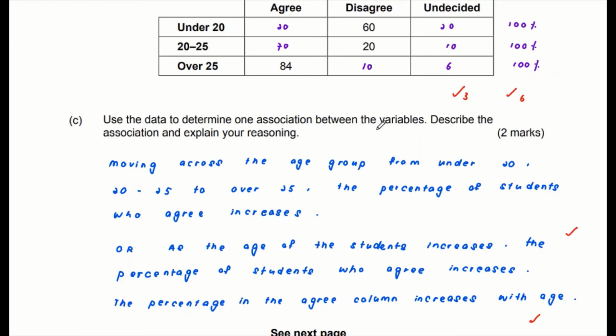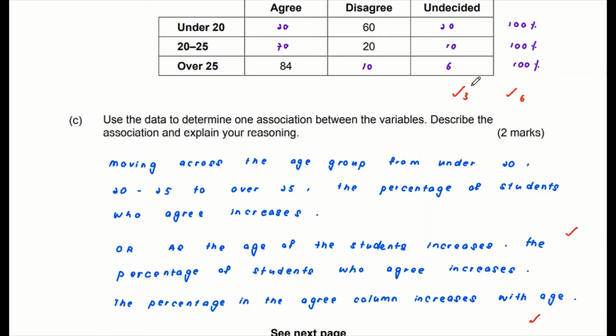But of course, what you are writing here will depend on what you want to write as well. So there are other possibilities. If you want to talk about the disagree, that also can. So moving across the age group from under 20, 20 to 25 to over 25, the percentage of students who disagree decreases. So your reasoning will be the percentage in the disagree column decreases with age.